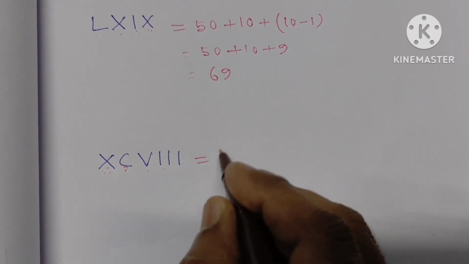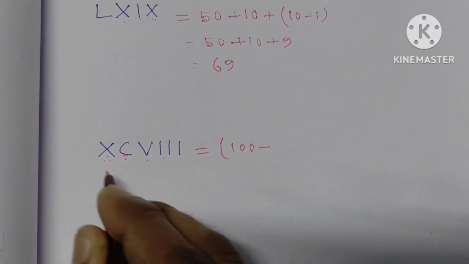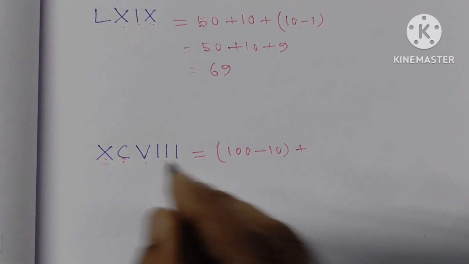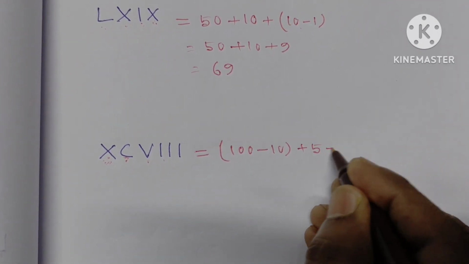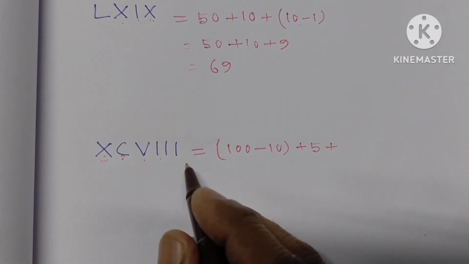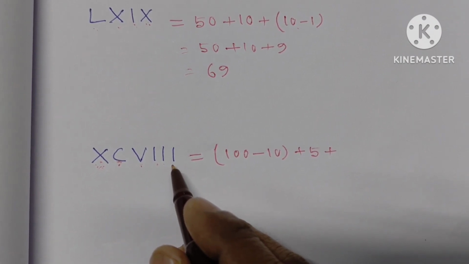That means C represents 100 minus X represents 10, plus then V means 5, and I. We know that every time a symbol is repeated, its value is added that many times.